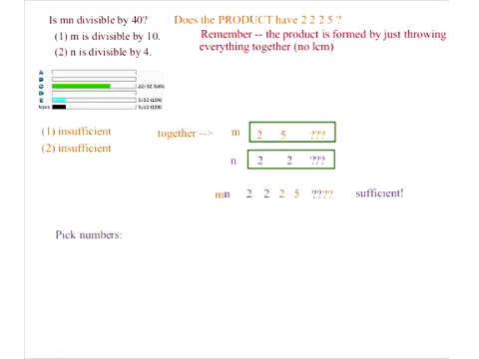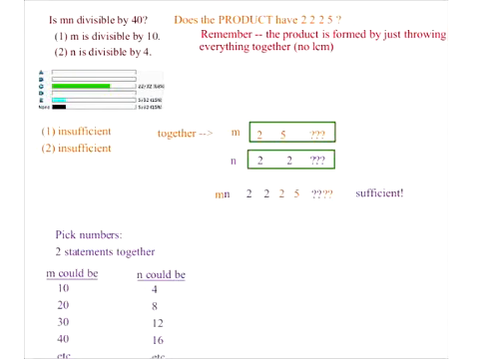If you have the two statements together, let's just skip to that, because that's all you guys were looking at here. If you have the two statements together, you make separate lists for M and for N. M could be 10, 20, 30, 40, and so on. And N could be 4, 8, 12, 16, and so on.